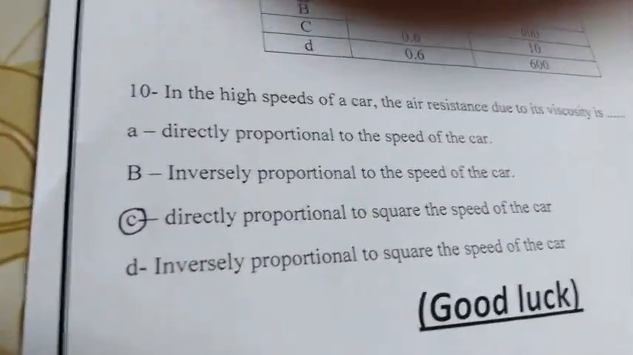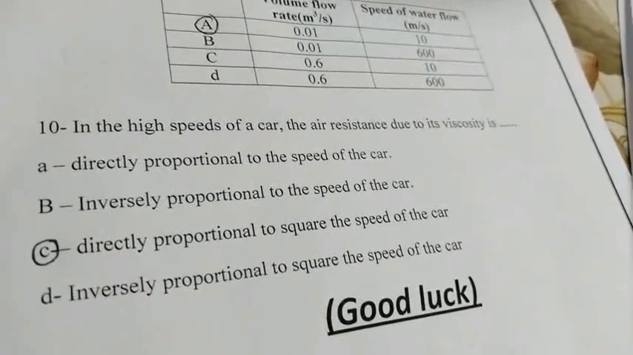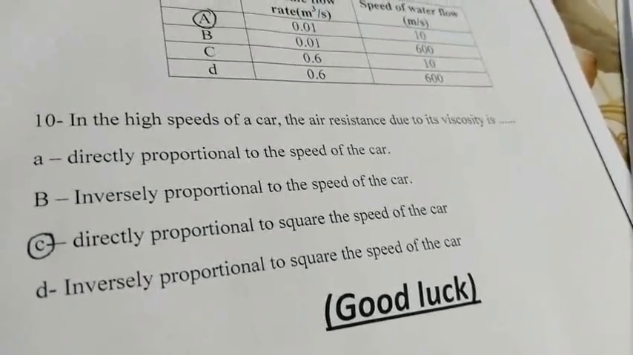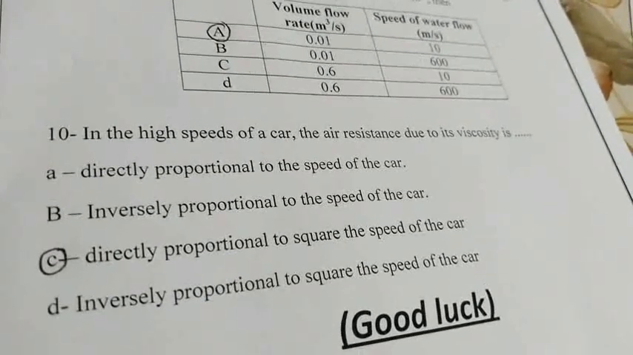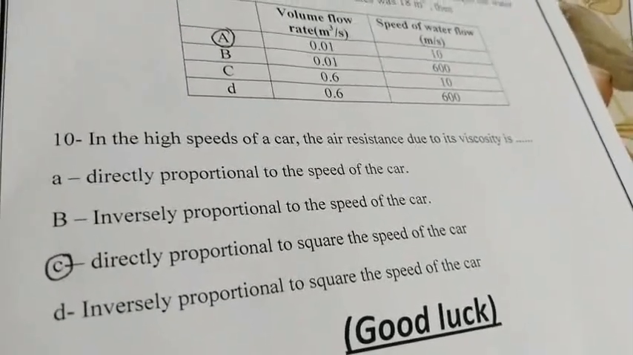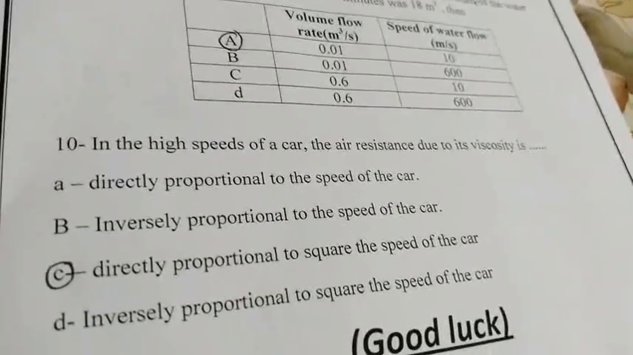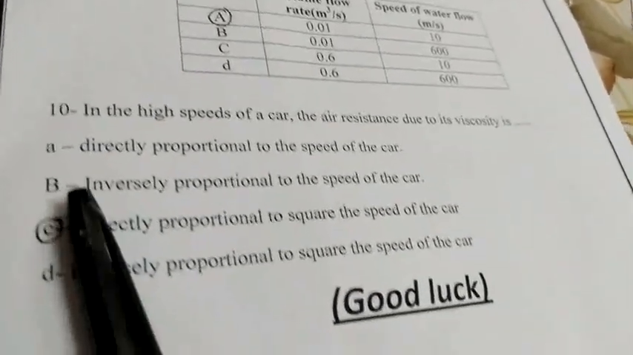Question number 10. In high speed of the car, the air resistance due to its viscosity is, as we know, if the speed of the car crossed the limited speed or moved with very high speed, so the air resistance will be directly proportional to the square of the speed of the car. So the answer is number C.